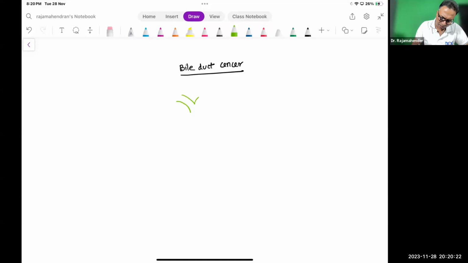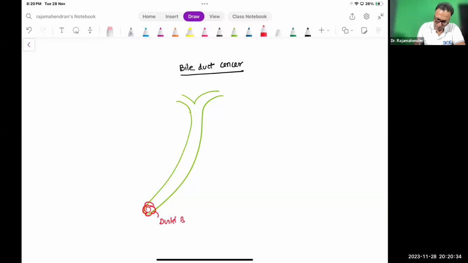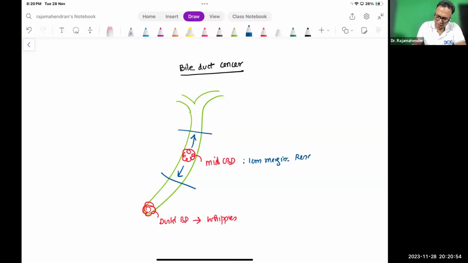Please understand, this is the right duct, this is the left duct, and this is the common duct. Now cancer can happen anywhere in the duct. For example, it can be in the distal bile duct. What is the treatment I told you? For a distal bile duct cancer, the treatment I told you already, Whipple's operation. Okay, that is no doubt. A cancer in the mid CBD, I can cut the bile duct 1 centimeter above and below and resect it, with a 1 centimeter margin. Resection can be done. A cancer in this place is called Klatskin tumor, also called hilar cancer.